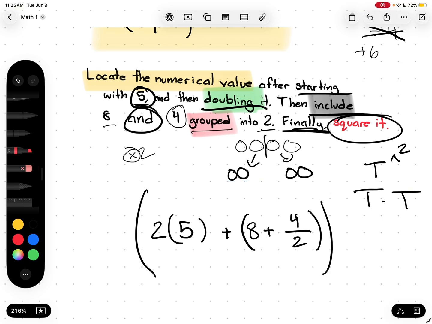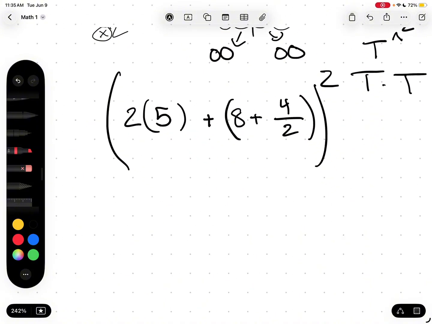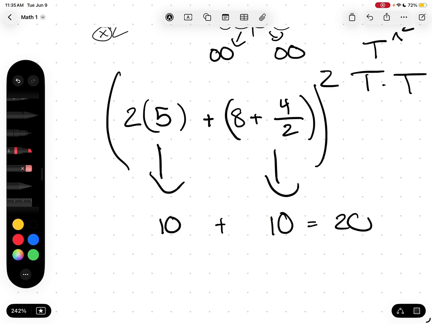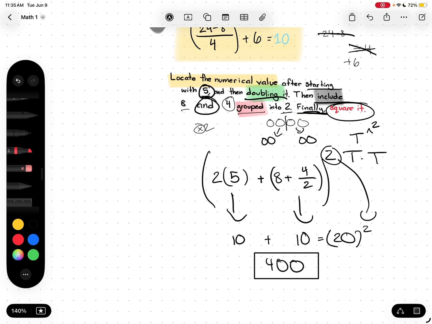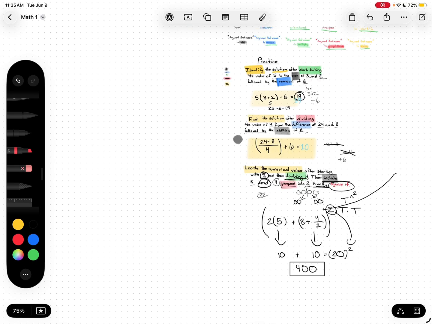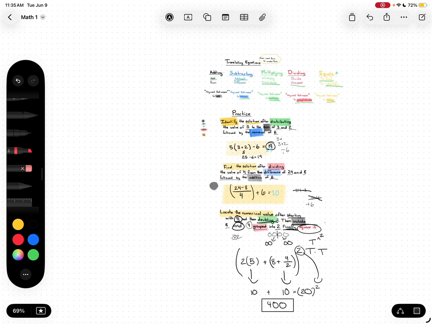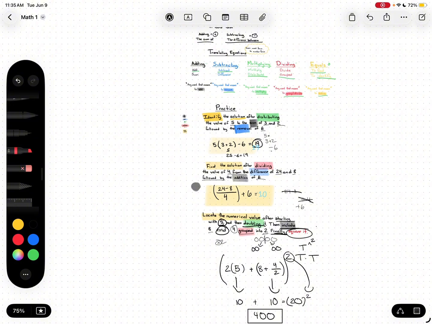There we go. So let's start with our parentheses. We can do 2 at a time. 2 times 5 is 10. 8 plus 4 divided by 2, which is 2, is also 10. 10 plus 10 equals 20. 20 squared, because we have this down here, equals 400. And there you have it. That is how you translate equations from English to math and make it solvable.